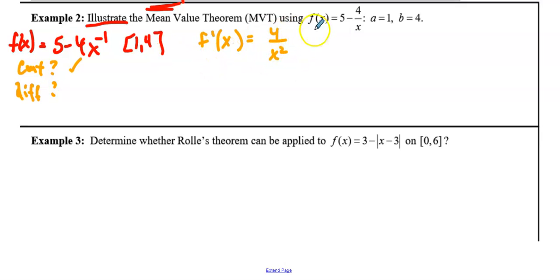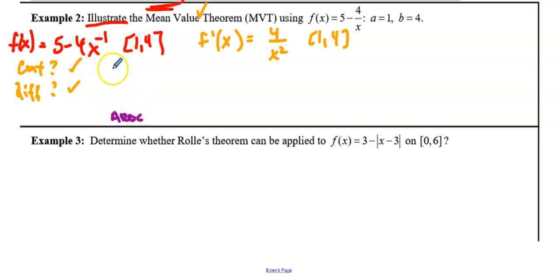So again, is this differentiable on the interval from 1 to 4? And the answer is yes. Again, the only place that f of x is not differentiable is at x equals 0. So we know it's differentiable. Now that we're able to answer yes to both of these questions, I can apply the mean value theorem. So what do we have to do to apply the mean value theorem? Well, the first thing is we want to find what the average rate of change is. And this is the easiest part, I think.